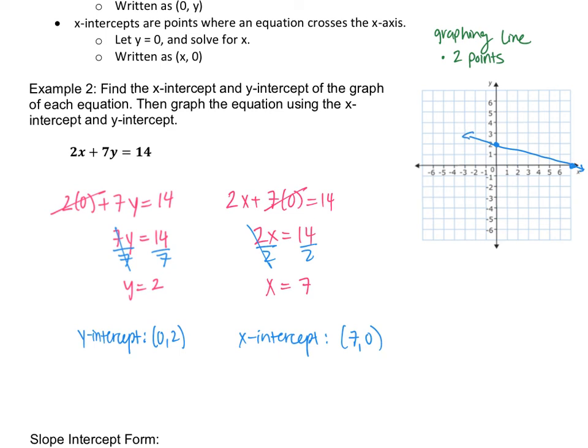Typically when you're graphing a line, you want 2 coordinate points. But that's how you graph and find your x and y intercept to make a line.